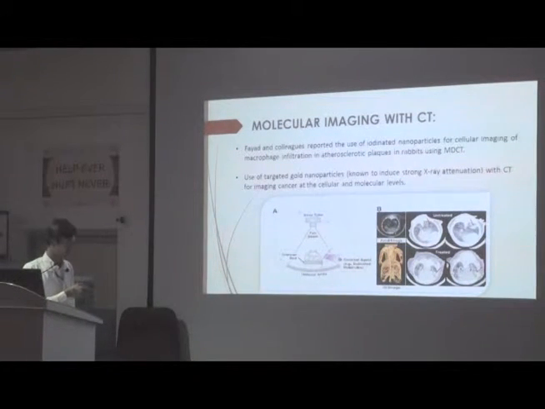So nowadays they are using iodinated nanoparticles for cellular imaging of macrophage infiltration in atherosclerotic plaque in rabbits using multi-detector computed tomography. And they are using gold nanoparticles also for imaging cancer at the cellular and molecular level, because gold nanoparticles have strong X-ray attenuation, so the contrast will be higher.